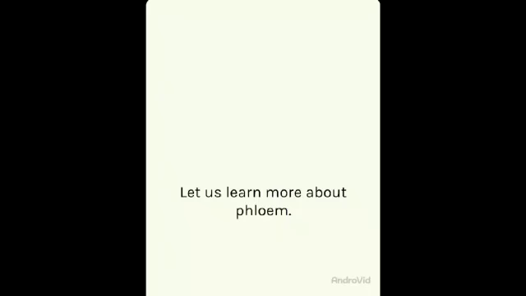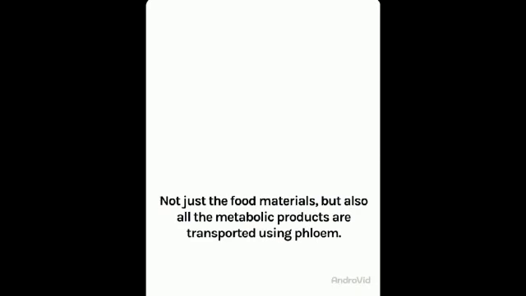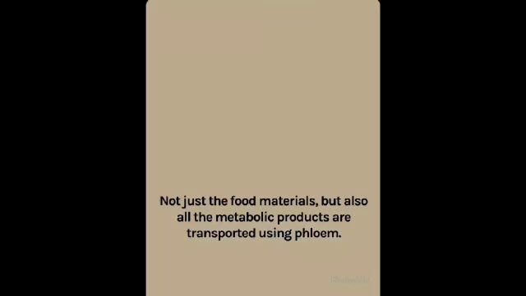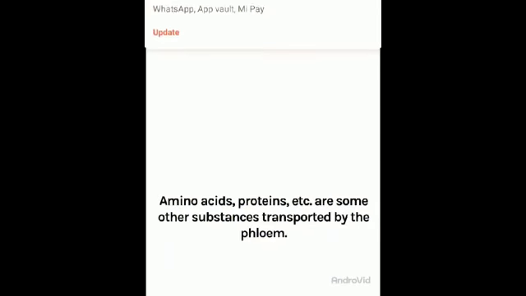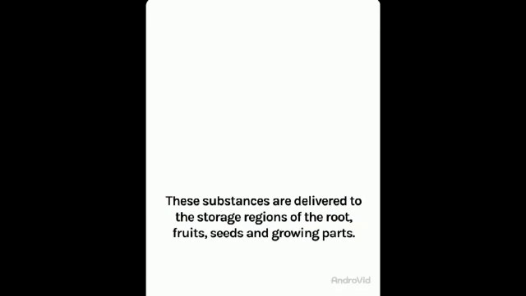So let us learn more about phloem. Not just the food materials, but also all metabolic products are transported using phloem. What are those important substances? Let's see. These important substances which are transported by the phloem are amino acids, proteins, etc., and some other very important substances. These substances are delivered to the storage regions of the plant.